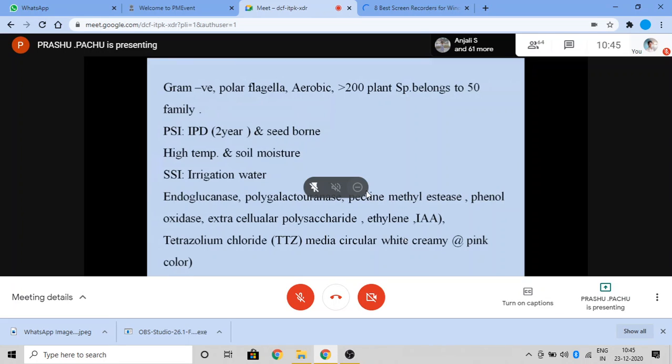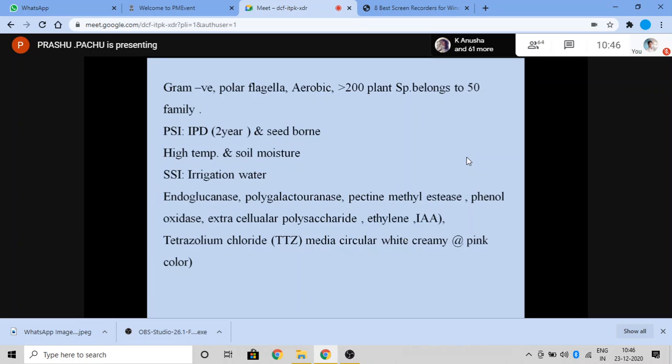So bacterial cells are considered the source of inoculum, and the mode of dissemination is mainly through irrigation water. If you irrigate a field which is infected with this pathogen, along with the water it can move from one place to another place. So that's why, whenever we go for managing this disease, you should take care of irrigation practice, which is also one of the important strategies for disease management.